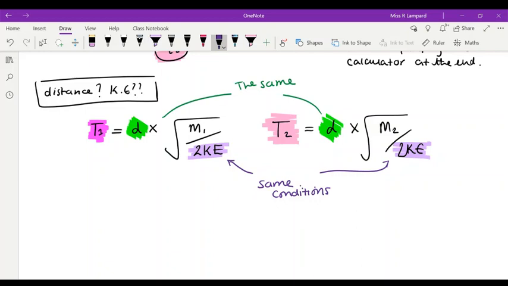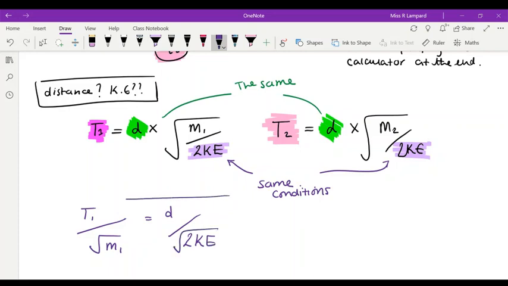we know that these two are our constants and mass and time are our variables. We can say that T1 divided by the root of mass 1, because it's multiplying over here, so it's going to divide when we bring it to this side of the equation, is equal to the distance divided by the square root of 2 times KE. So that's for ion number 1.